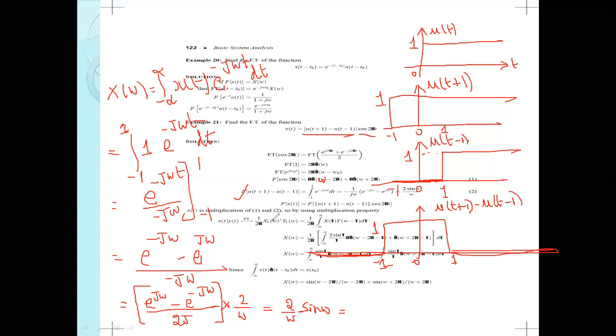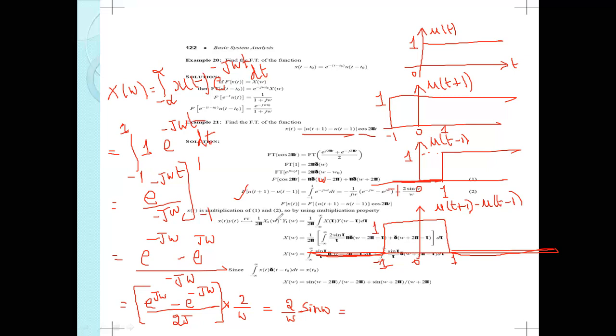These two are the time products. What is the frequency? The frequency convolution is 1 by 2 pi into X1 of omega convolved with Y1 of omega. Got it, my students?